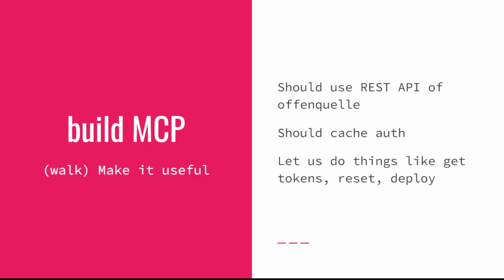Now let's talk about building an MCP server. We want to make it useful. It should use the REST API of OpenQuell. It should cache the auth, and it should let us do things like get tokens, reset, deploy, etc.